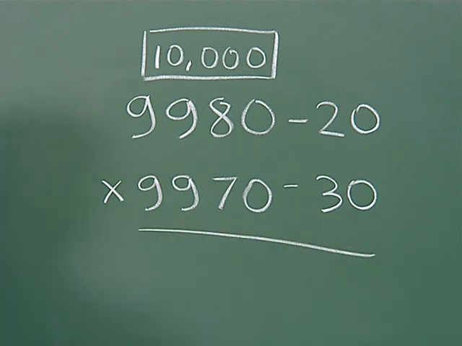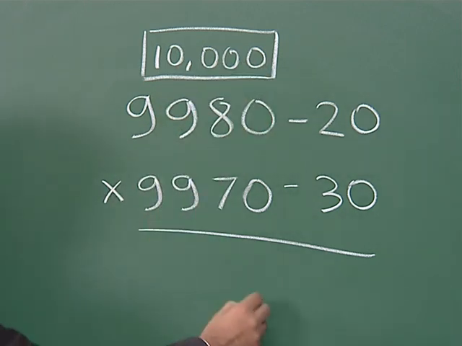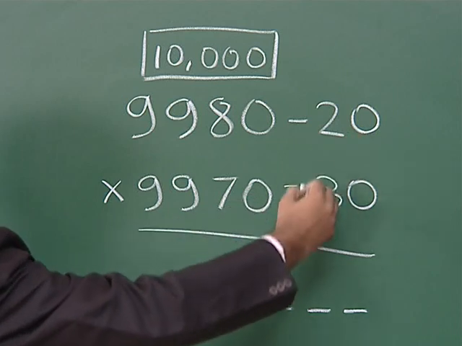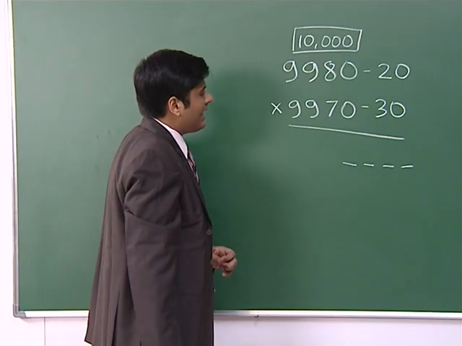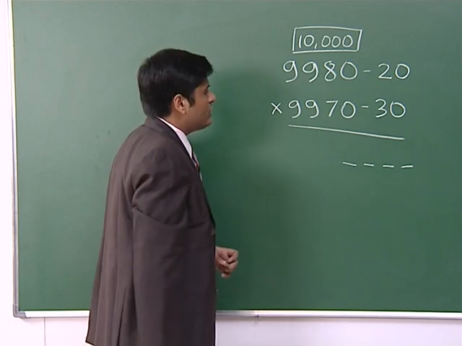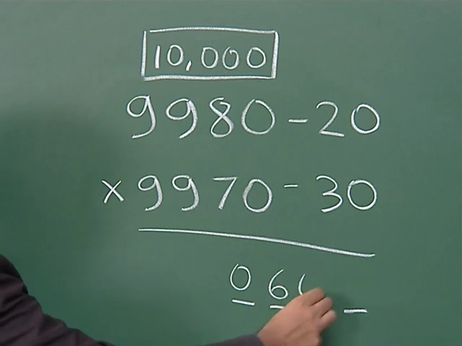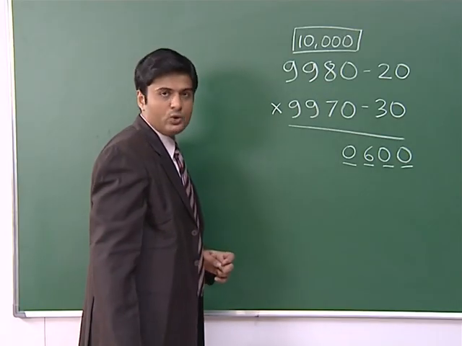Let me get the answers further. I have to check how many digits will be there in the right part. In 10,000 there are 4 zeros, so right hand part will be a 4-digit answer. Third, I have to multiply the differences. Minus 20 into minus 30 gives me plus 600, but I need a 4-digit answer. So instead of writing 600, I write 0600.